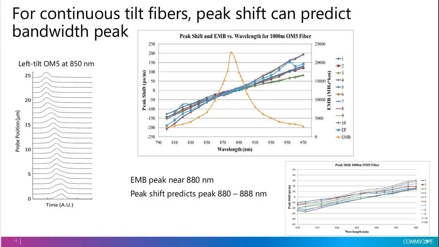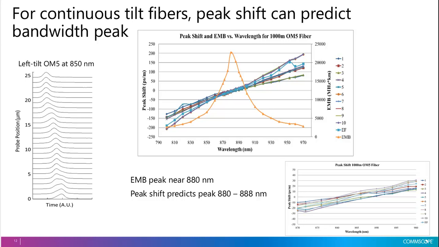This is measured at 850 nanometers. And it's pretty clear from this trace that this is a left tilt fiber. Each pulse is slightly to the left of the pulse below it. So this is what I call a continuous tilt. So in this chart in the middle, I plot the peak shift parameter for the 11 different inner and outer radius parameters. And we see that each of them is linear, which matches what's been done by other researchers. And these have a slightly different slope depending on which inner and outer radius we pick. But we see that they all cross 0 more or less at the same point, around 880 nanometers.